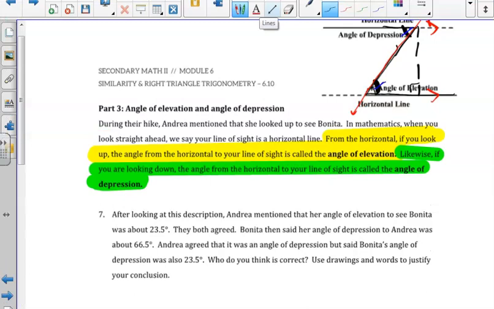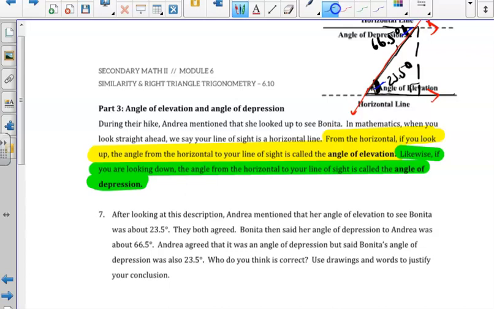Looking at number 7, Andrea mentioned that her angle of elevation to Cibo Bonita was about 23.5 degrees. So that measure would be right here in our triangle, the angle of elevation. Bonita said that her angle of depression to Andrea was about 66.5 degrees. So Bonita is saying that her angle of depression is 66.5 degrees. Andrea agreed that it was an angle of depression, but said Bonita's angle of depression was also 23.5 degrees. We had to justify who was right in this case.